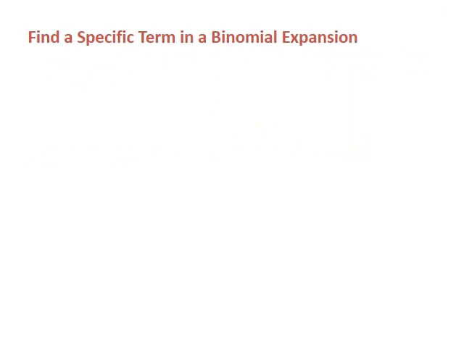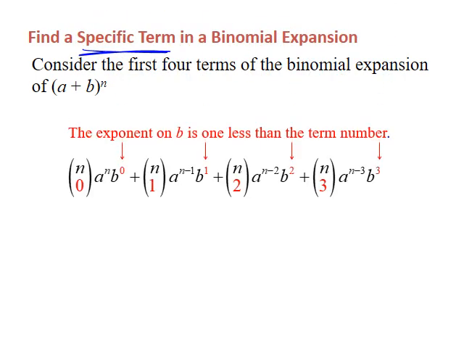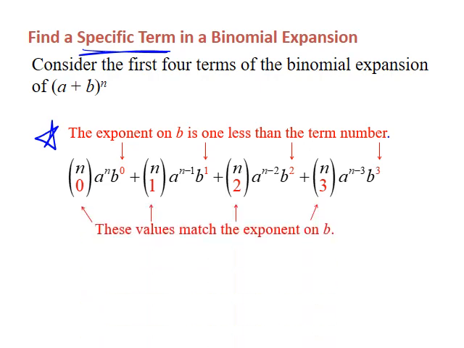There will be occasions in which we will want to find a specific term of a binomial expansion. Maybe I want to find the third term of some binomial raised to the 11th power. Well, what I can do is remember that the whole exponent pattern, right? And I want you to notice that these values match. Okay, so that's something that's kind of helpful.